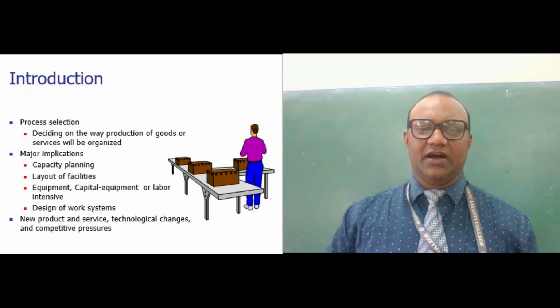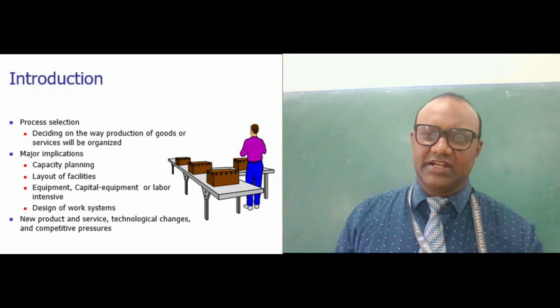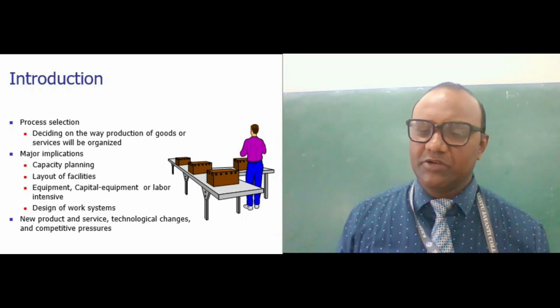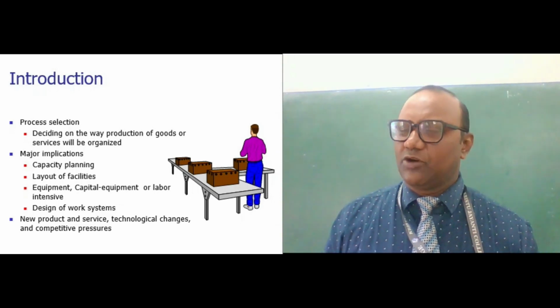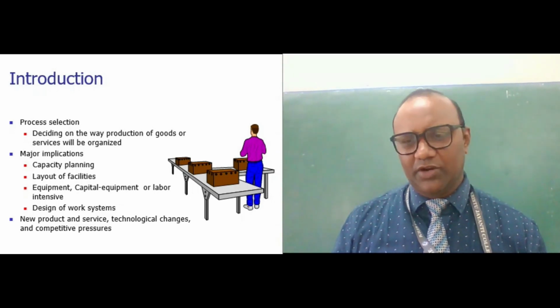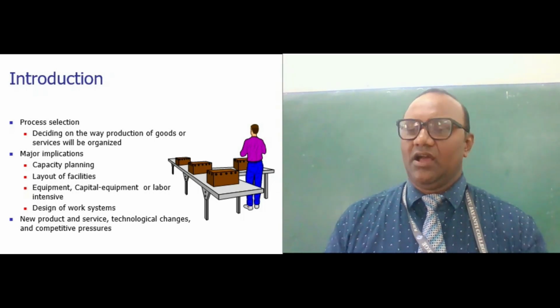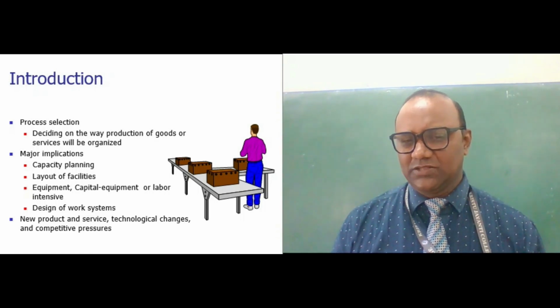Thirdly, we need to look at equipment, whether it's capital equipment or labor intensive, whether it's going to be a capital intensive unit where you will have more machinery and equipment in the production process, or it's going to be a labor oriented or labor intensive unit where you will have more manpower, less machinery, but more people working on the value addition and in the production process.